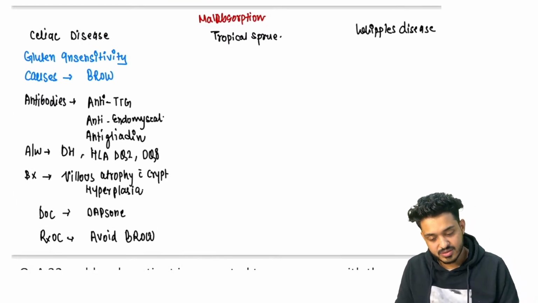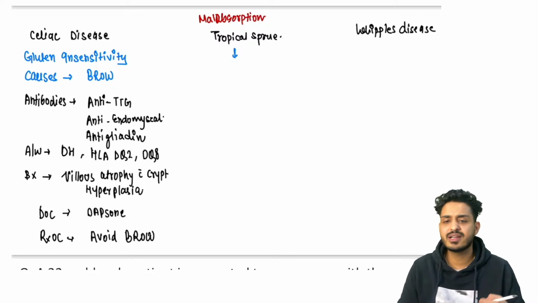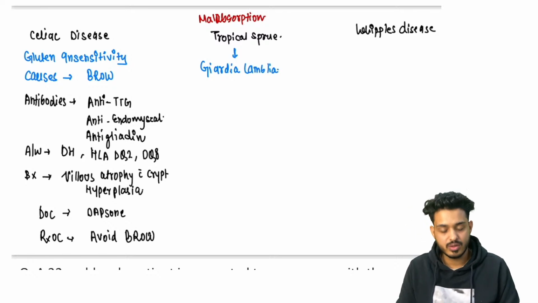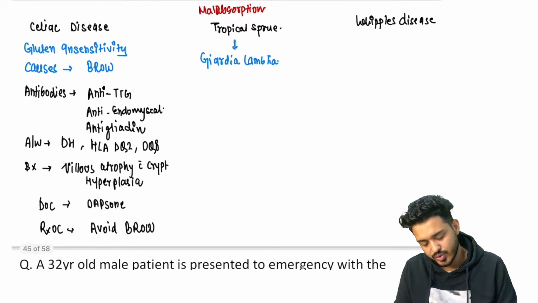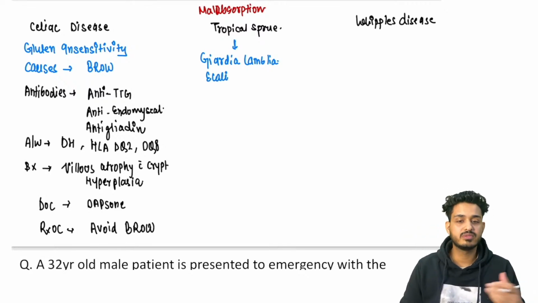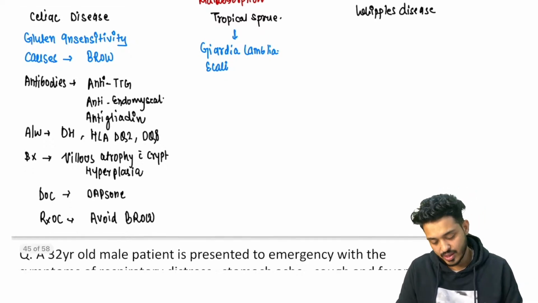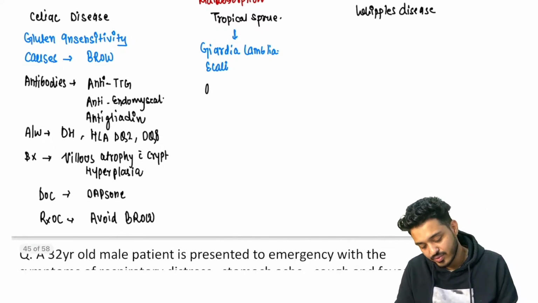For tropical sprue, this is basically a type of bacterial infection. This is due to Giardia lamblia. Sometimes it can be due to E. coli as well. Those of us who eat golgappas outside are immune, but people coming from outside can have tropical sprue from this E. coli also, right? What kind of diarrhea will you be having? You will be having osmotic type of diarrhea.